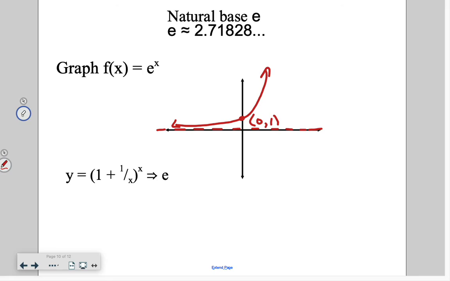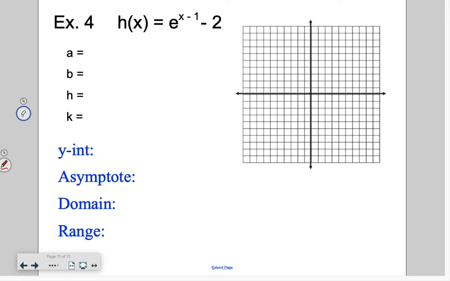This will come back later on when we start talking about some financial applications. But just as a heads up, that's what's going on. This is where E is actually coming from. Okay? Last example then. Let's do one with E. Let's wrap this up.